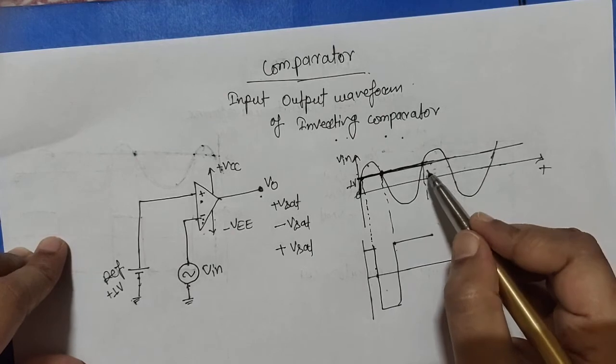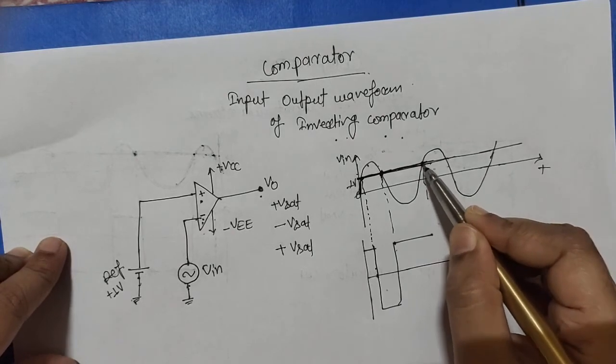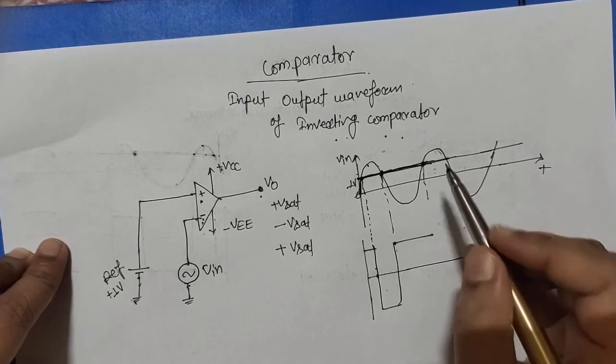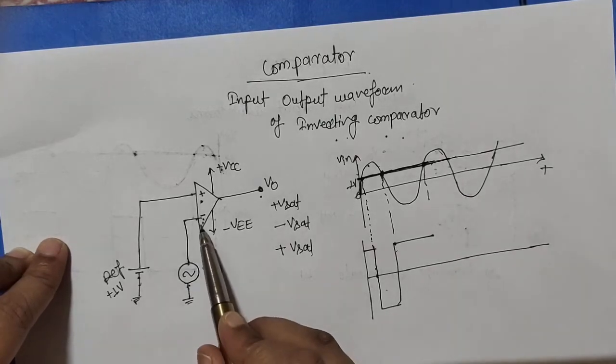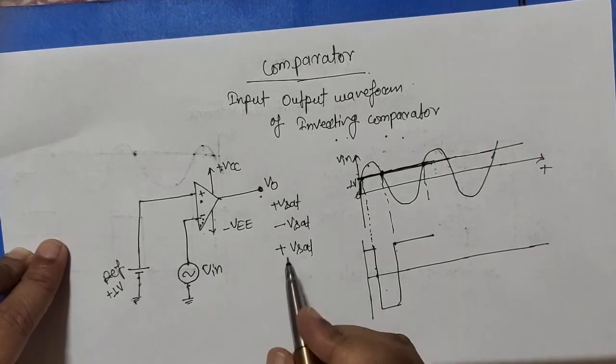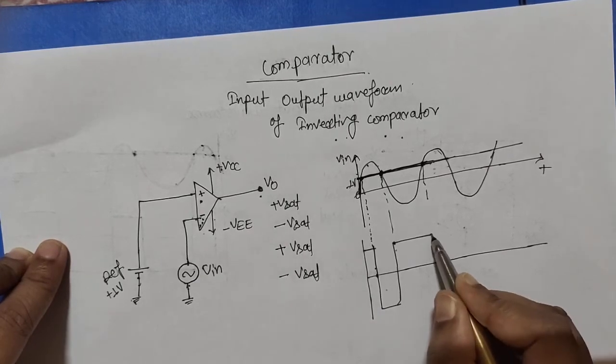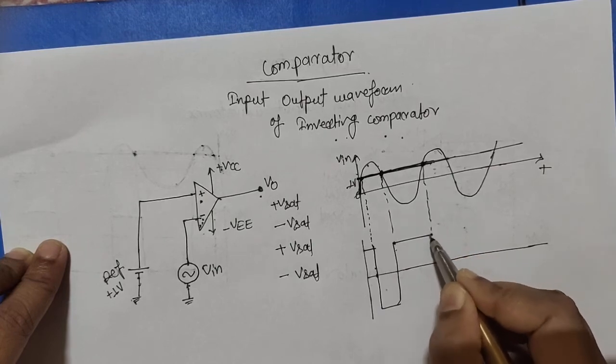Again you can see here, after this point this input signal is higher than this reference voltage, and the input signal is applied to the negative terminal, so the output will again be minus Vsat.